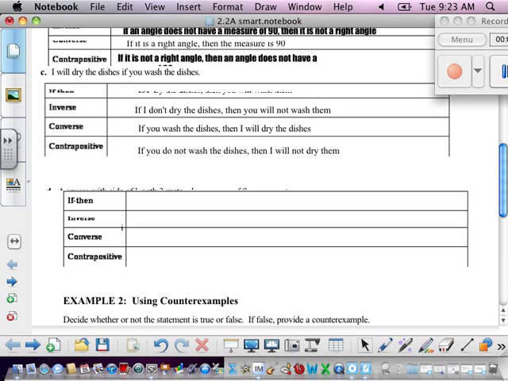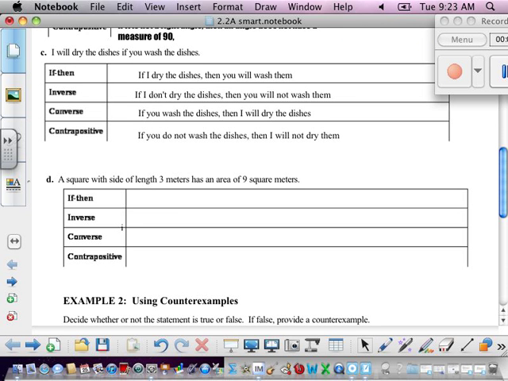Anybody want to tell me what the conditional statement would be for D? You want to try it? A square with a side of 3 meters has an area of 9 square meters. So I'm going to put what word first? Nobody knows, really. What word? If. If.